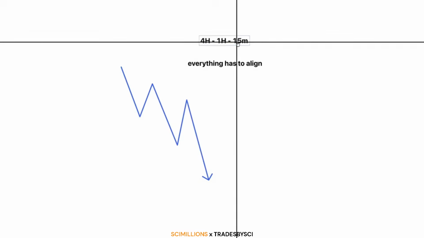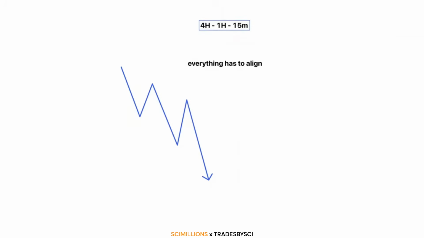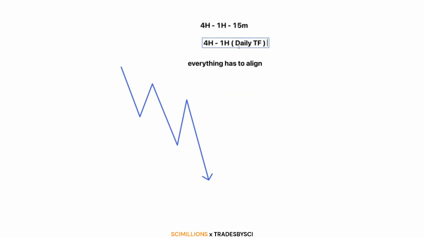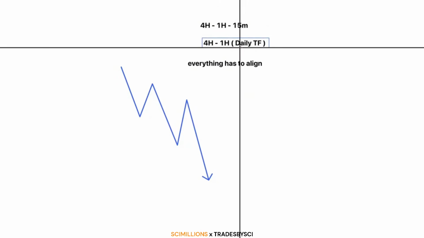Right? Or if you're going to do it with the 15, just remember the 15 can sometimes be broken a lot. So if you really want to, I would just use the 1 hour and 4 hour time frame. And then you can mix it up with a little bit of daily TF. So the daily time frame if you want. But that's really for swing traders, the daily time frame. So 4 hour, 1 hour.